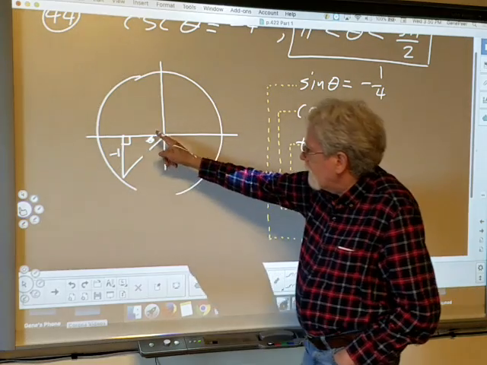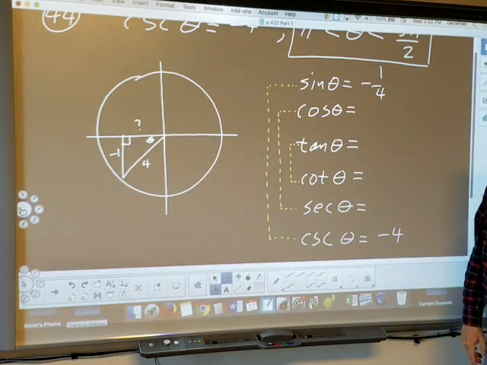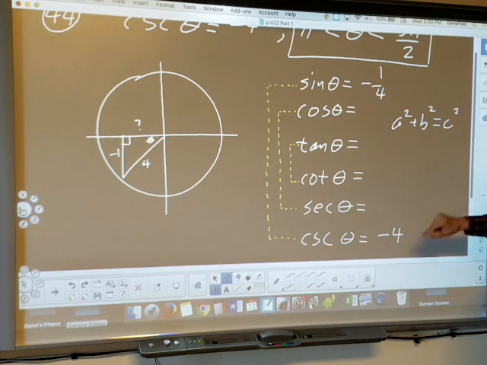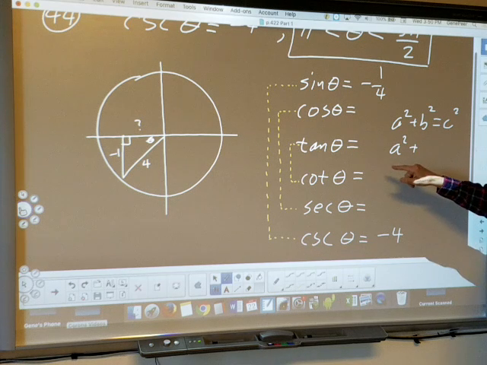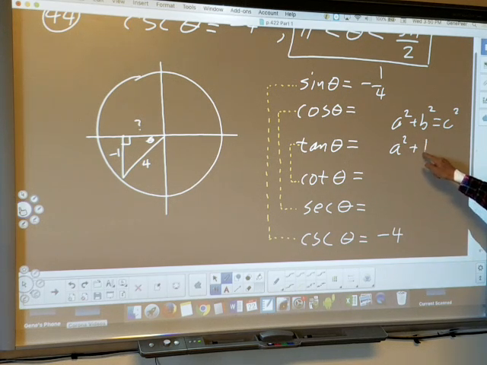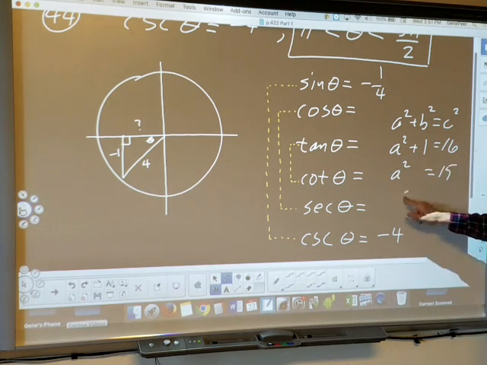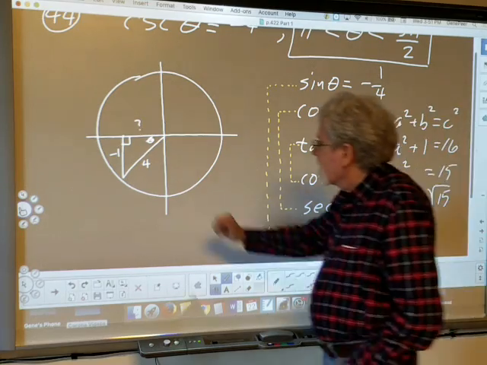Now we find our missing side. This time it's not quite so easy as it was in the previous problem, because I've got to use the Pythagorean theorem this time. Let's just work right here. a squared plus b squared equals c squared. a squared being the unknown, we'll leave it as a. And b squared being negative 1 squared is 1. c squared being 16. Subtract 1 from both sides. a squared equals 15. Therefore, a is the square root of 15. Congratulations, we found the missing side, and it wasn't a big deal.